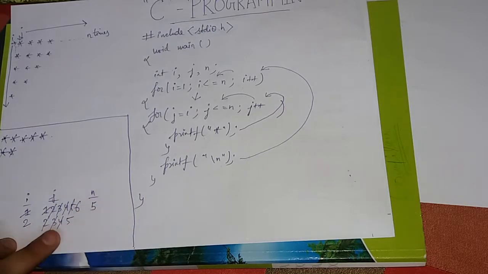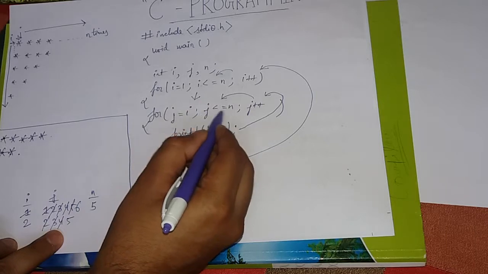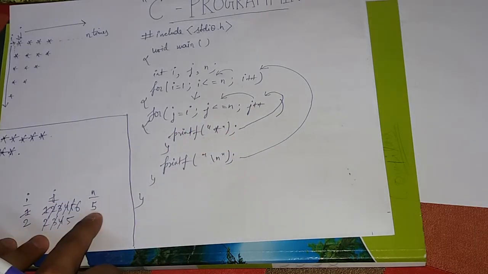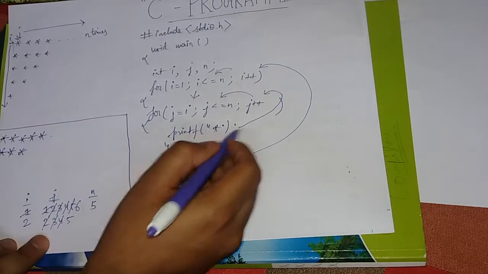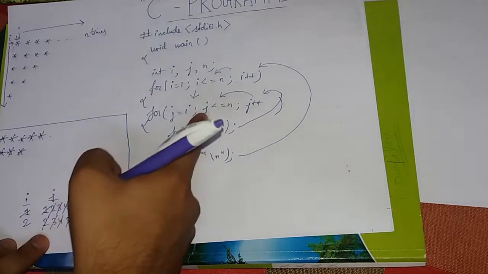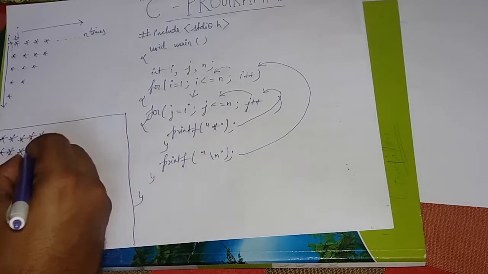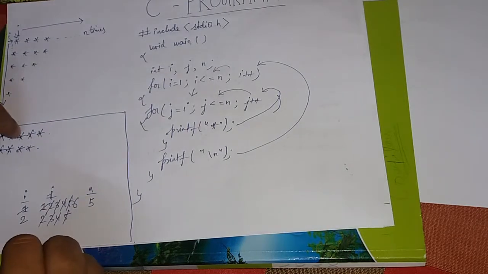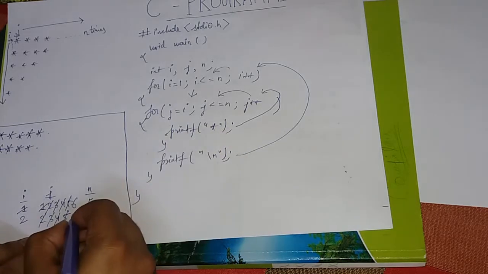It will increment the value of j. j will become 4 now. Now it will check is j less than or equal to n, is 4 less than or equal to 5, which is true. So it will print a star, and then it will increment the value of j. j will become 5 now. It will again check is 5 less than or equal to 5, which is true. So it will print a star here. Now the pointer will be here. We have printed the required number of stars. So after printing the star, j will be incremented to 6.